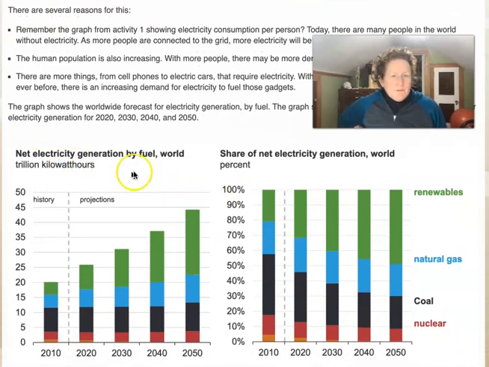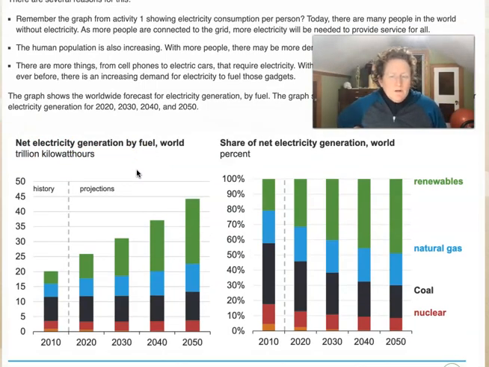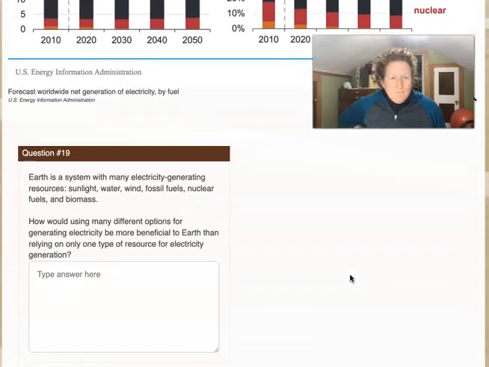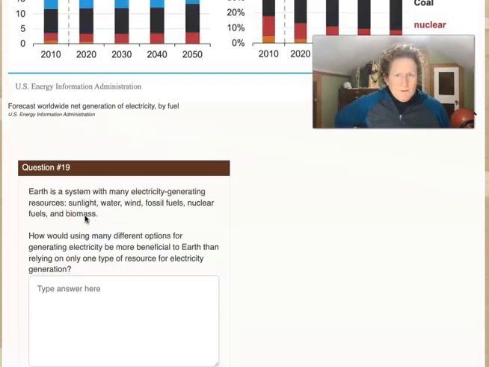So here's the net electricity generation by fuel, and here's the share of net electricity generation world production. Renewables are starting to be more and more of a force, but natural gas is still very important, as well as coal and nuclear. Earth is a system with many electricity generating resources: sunlight, water, wind, fossil fuels, nuclear fuels, and biomass. How would using many different options for generating electricity be more beneficial to Earth than relying on only one type of resource for electricity generation?